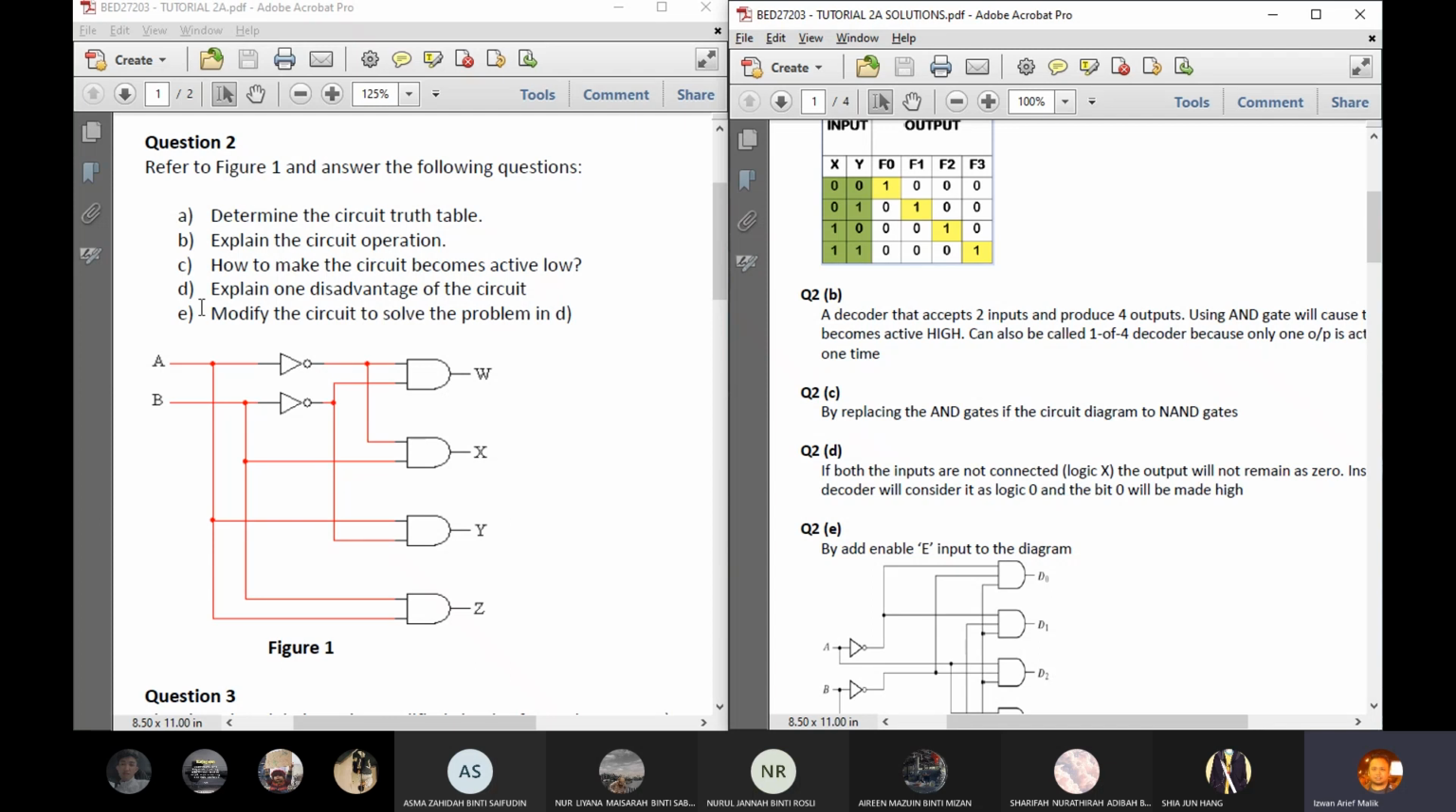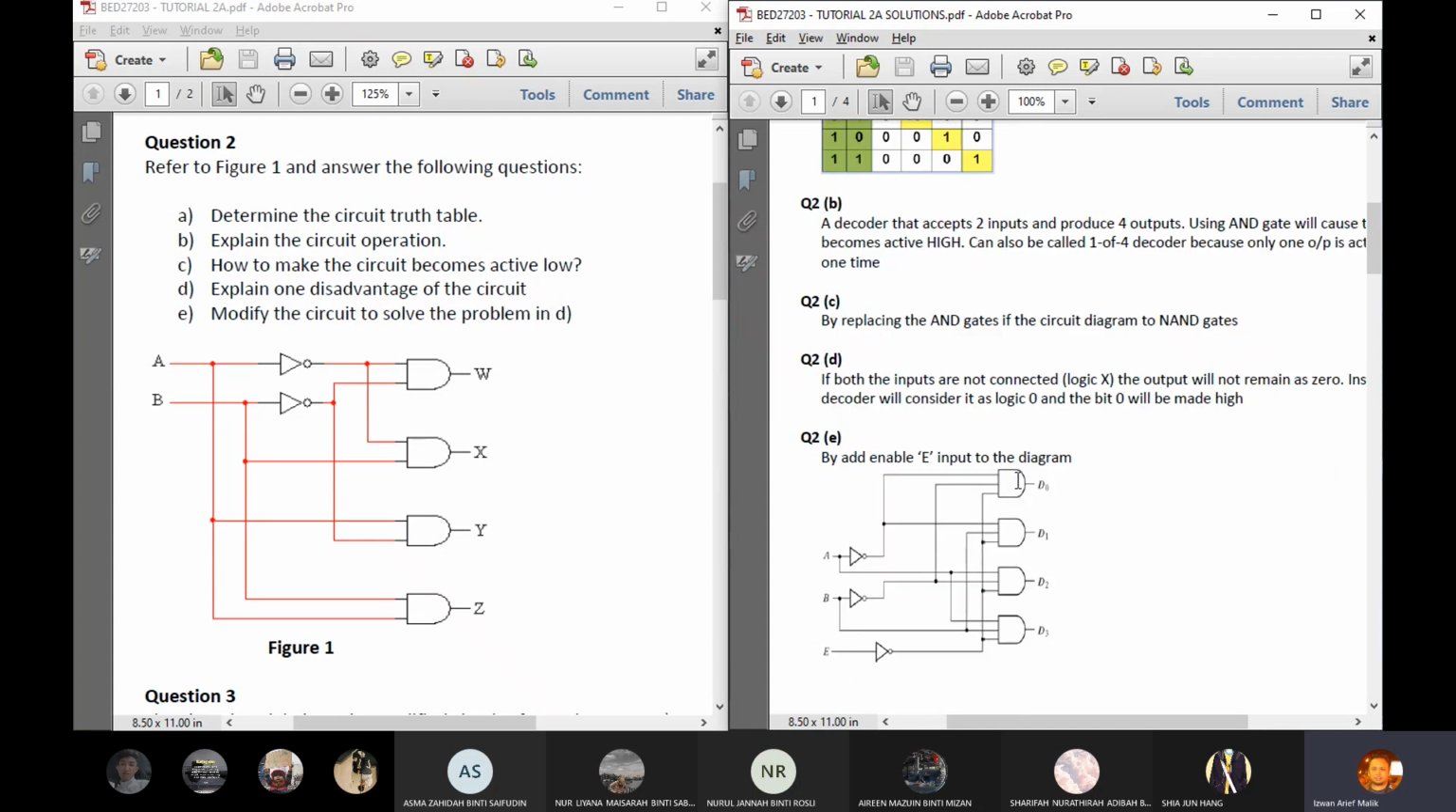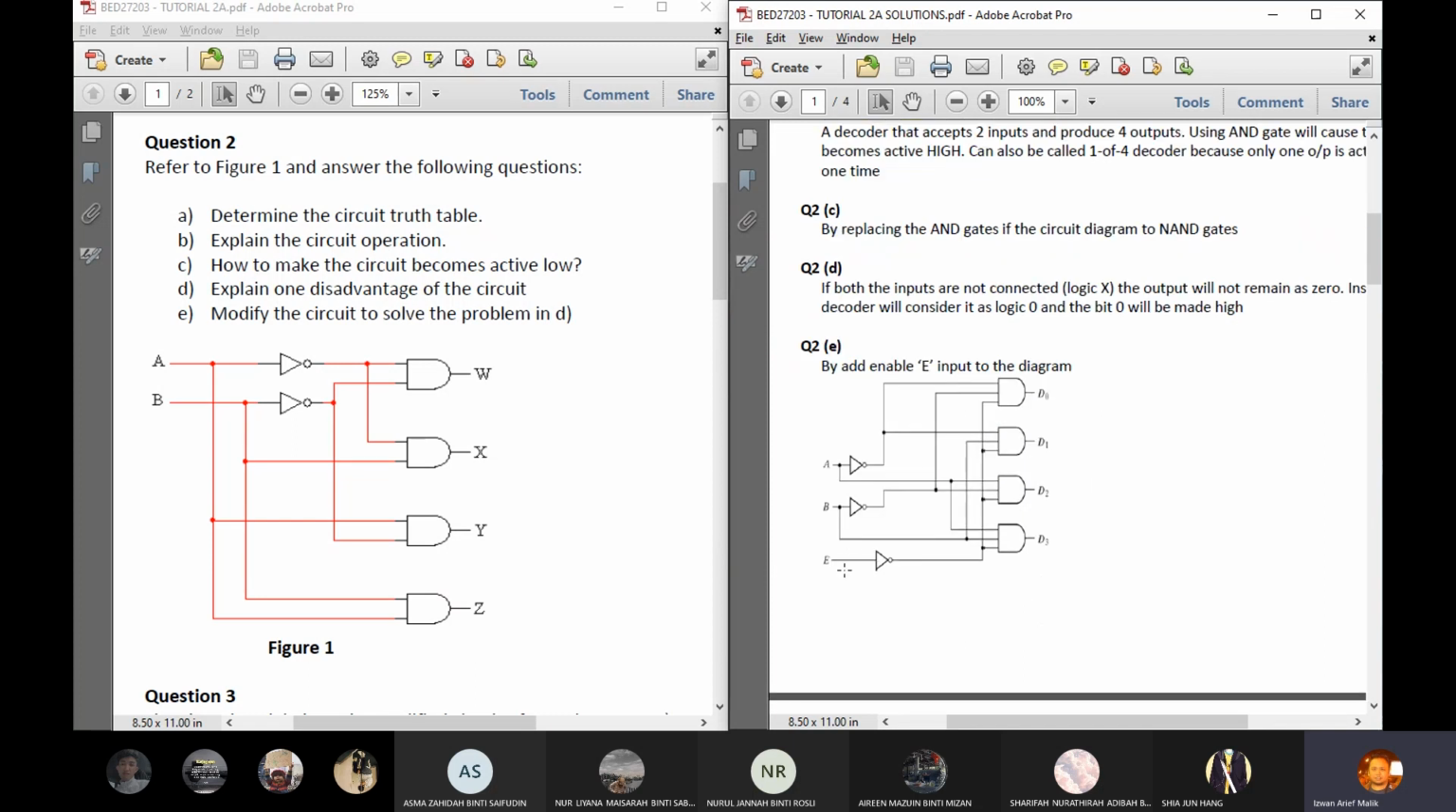Alright. And then E, modify the circuit to solve the problem in D. Okay, so this is the problem. How you solve the problem by adding an enable E input to the diagram. So kita masukkan enable ni. Okay, kita masukkan enable input dekat setiap AND gate ni. That will solve the problem that happens in D. Yang berlaku dekat D ni.